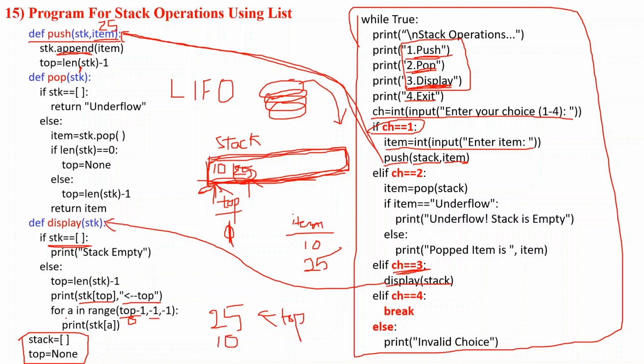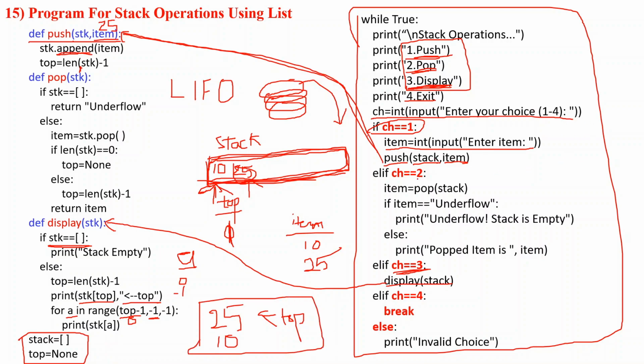Now previously the value is 0. Now the step value is minus 1. That means it will become minus 1. Is minus 1 less than minus 1? No. That's why you will come out of this for loop. Finally, this is the output for the display function in this case.